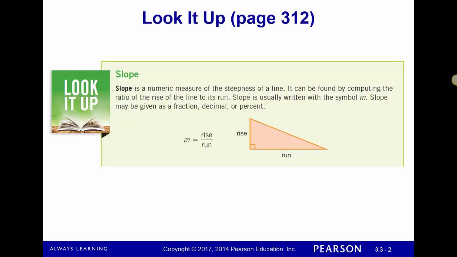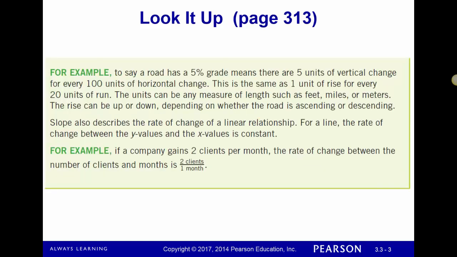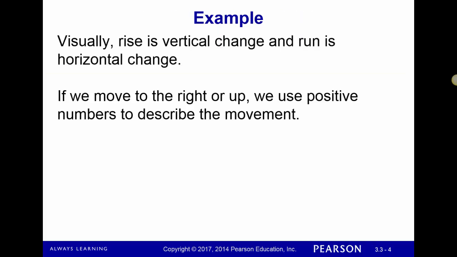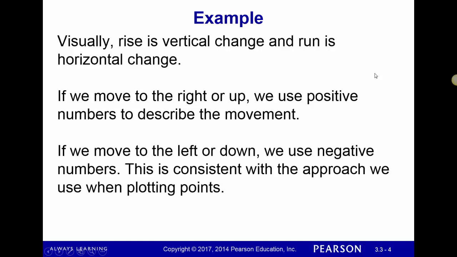It's a numerical measure of the steepness of a line, and it can be found by computing the ratio of the rise to the run. It's usually written with the letter M, and it can be presented as a fraction, decimal, or percent. So let's look at some examples here. Visually, rise is the vertical change and run is horizontal. So in other words, rise is going vertically, run is going horizontally. If we move right or up, we use positive numbers, and if we move left or down, we're using negative numbers. This is the same thing as we do when we're plotting.